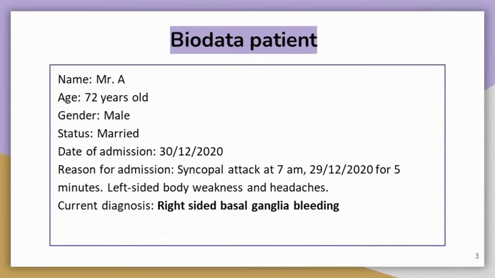Okay, for the patient's biodata, he is 72 years old, he is married, and the date of his admission was on 30 December 2020. The reason for his admission is because of a syncope attack at 7 a.m. on 29 December 2020 for 5 minutes. After that, he got left-sided body weakness and headache. And his current diagnosis is right-sided basal ganglia bleeding.